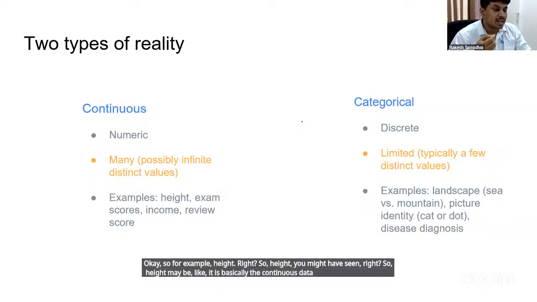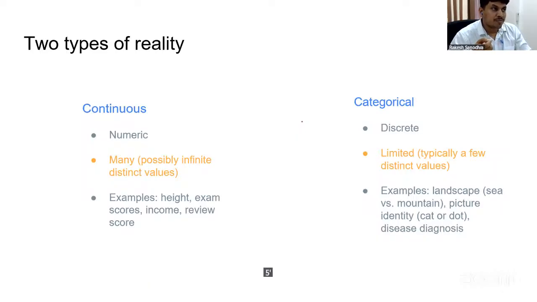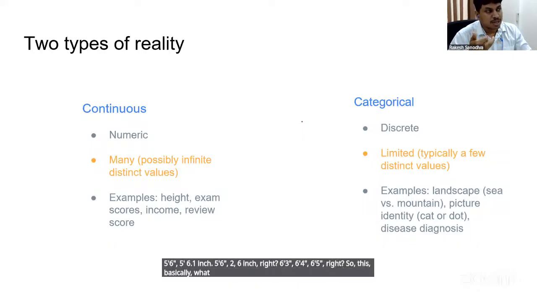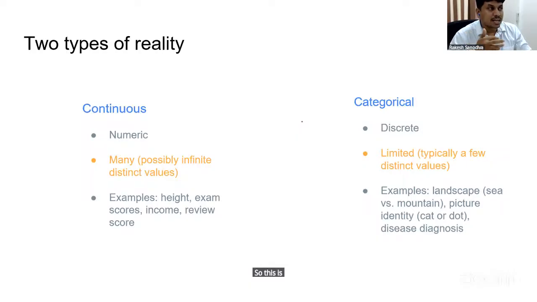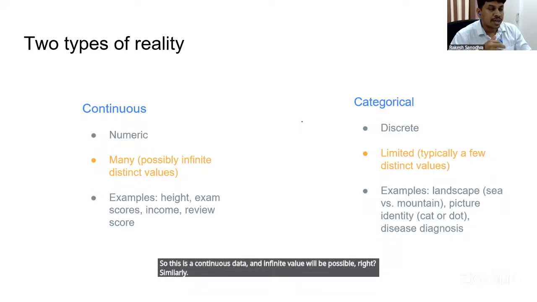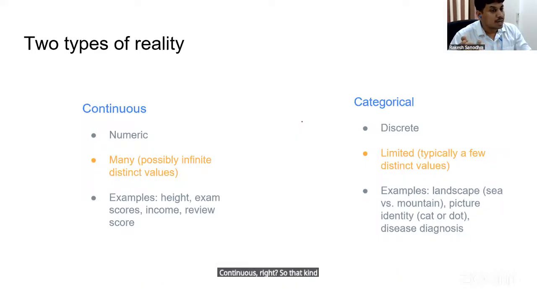It can be any value, like 5 feet 6 inch, 5 feet 6.1 inch, 5 feet 6 to 6 inch, right? 6'3", 6'4", 6'5". So this is continuous data, and infinite values are possible. Similarly, exam score: you can score numbers between 0 to 100, so infinite values are possible. That's why you are calling it continuous. That kind of reality you might have also seen.